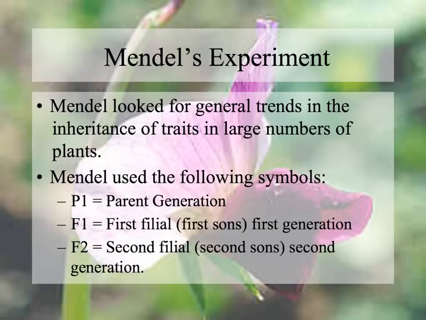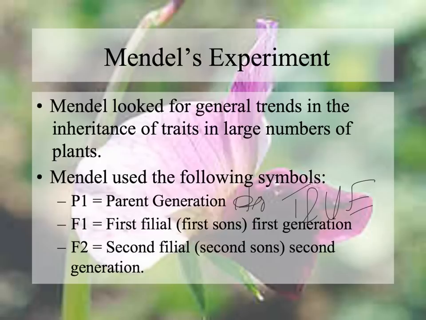Okay, so we have to have symbols to represent this. When we talk about this, your P1 generation is the parent generation. Your F1 is the first generation from the cross of the parents. And then finally, the F2 is a cross between two individuals from the first generation. When he did this, he made sure that he would take a homozygote, what he called a true breed.